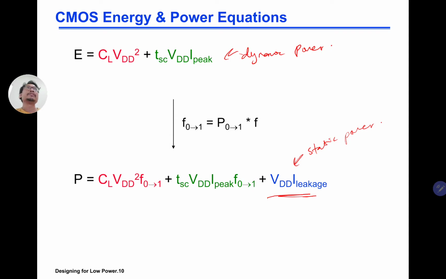Dynamic power is the power that is consumed when the chip or the transistor is in operation, when it's switching. And static power is the power that is consumed when it is not switching. So the component for the first part here is CL VDD squared F 0 to 1, plus T short circuit, the time duration that both the NMOS and PMOS are on, times VDD, the peak current, times F 0 to 1. This F 0 to 1 is a very important parameter, where F is the operating frequency, and P is your switching activity factor.